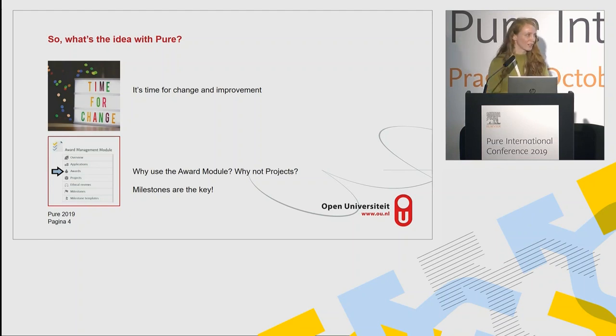So on my second image here on the slide, I've asked the question, why would we use the awards module? Conceptually, a PhD trajectory is more like a project. You carry out research, you have certain milestones, and especially these milestones are the key because they are the crucial part, the core functionality of actually monitoring what achievements a PhD candidate achieves. And so that's why we've chosen the awards module. It's simply because the functionality of adding milestones is only available within awards.